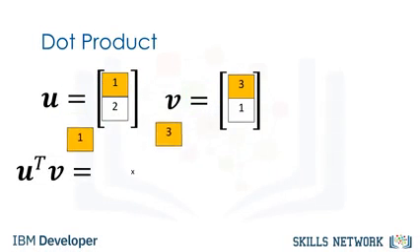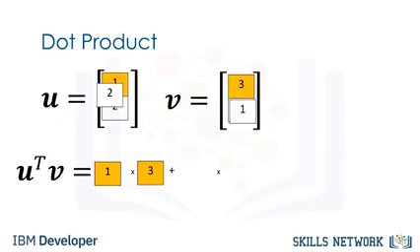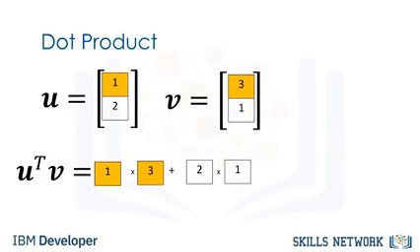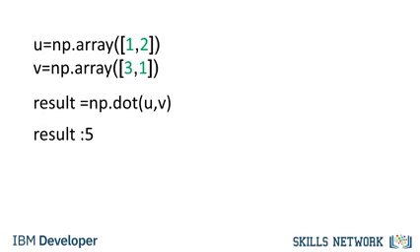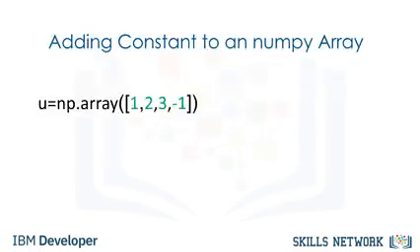We multiply the first component from v and u. We then multiply the second component and add the result together. The result is a number that represents how similar the 2 vectors are. We can also perform dot product using the numpy function dot and assign it with the variable result as follows.